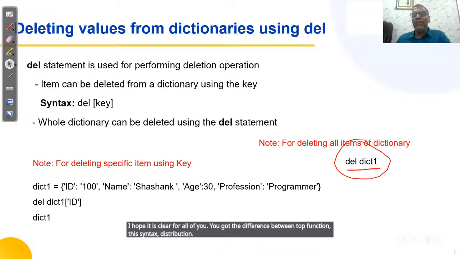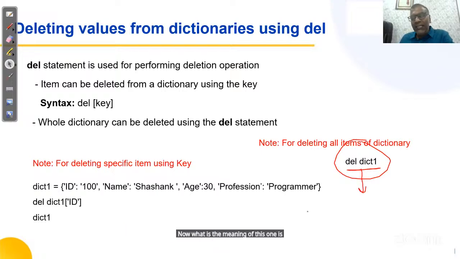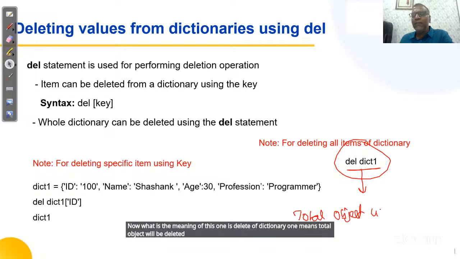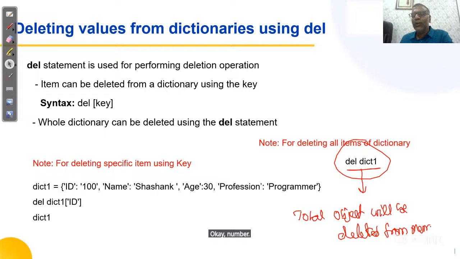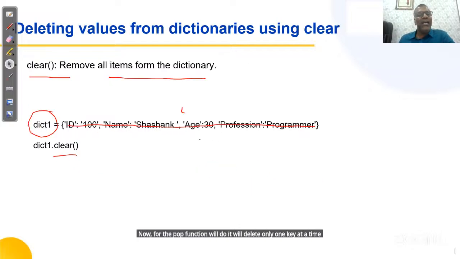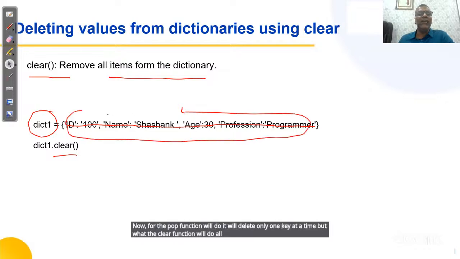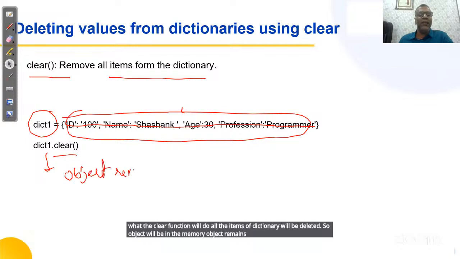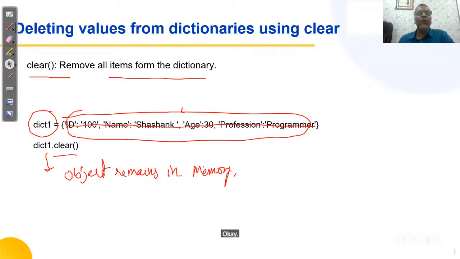Now, what is the meaning of this one? Delete of dictionary one means the total object will be deleted from memory. Total object will be deleted from memory. Okay, Nama? Is it okay for all of you? Any questions? Now, the pop function will delete only one key at a time. But the clear function will delete all the items of the dictionary, but the object will be in the memory. Object remains in the memory. Okay? I hope it is clear for all of you.